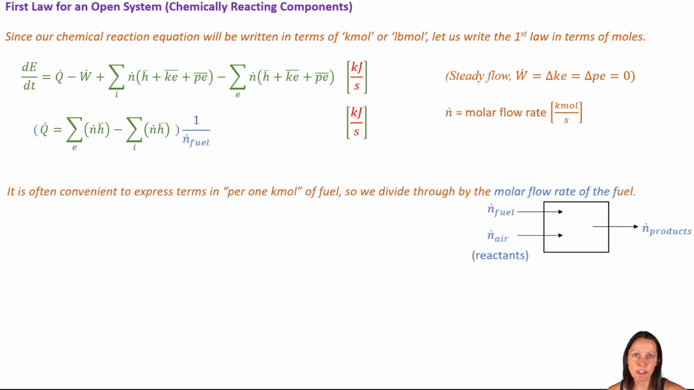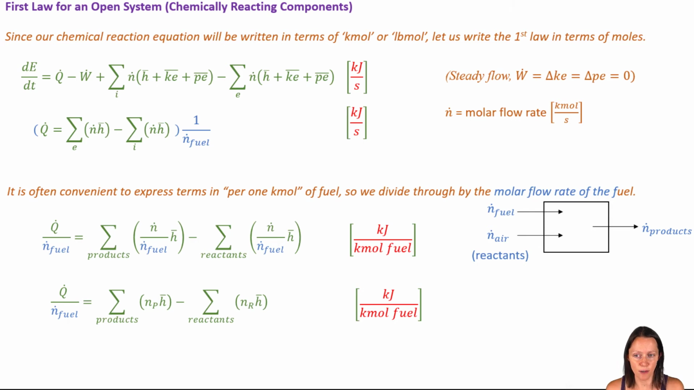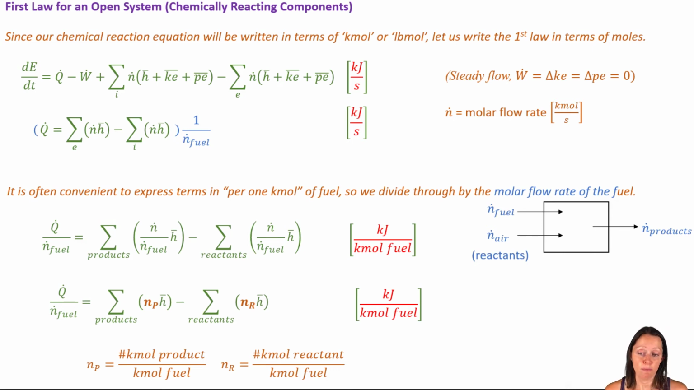It's often convenient to express things per kilomole of fuel, so I'm going to divide through by the molar flow rate of the fuel itself. If I do that, this is what I've got. I've replaced the e and i with products and reactants, and I've divided through by the n dot of the fuel. To make this prettier, I'll say that n dot over n dot of the fuel for the products is just n with a subscript p, and the same for the reactants. That n subscript p is the number of kilomoles of product per kilomole of fuel.